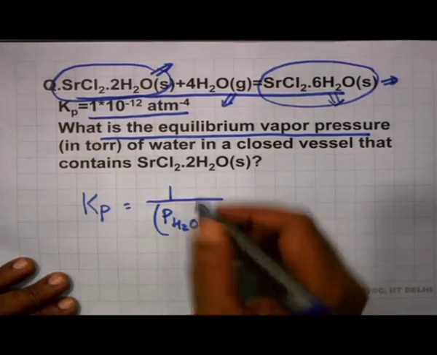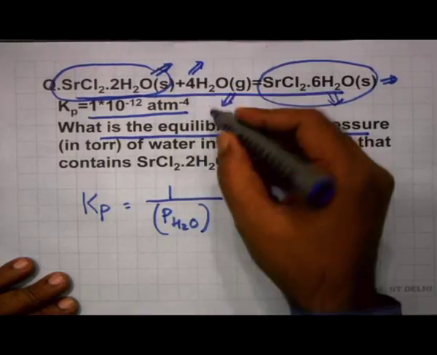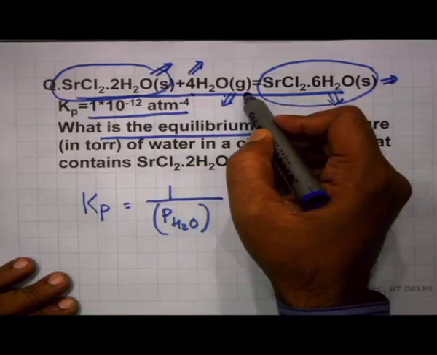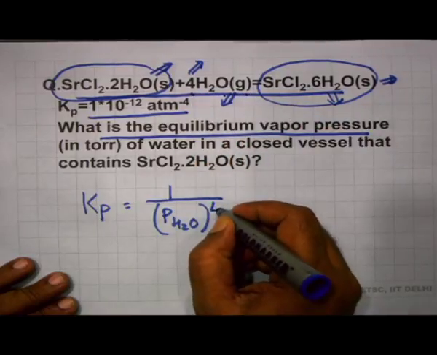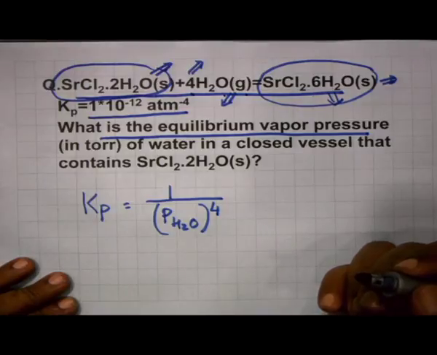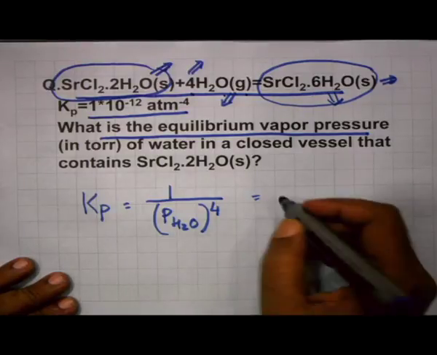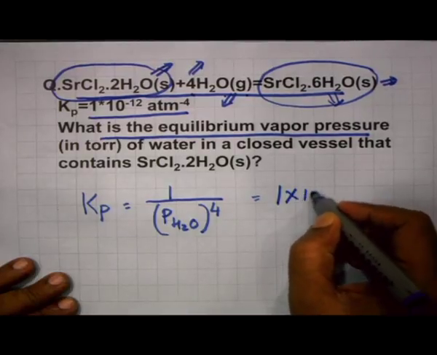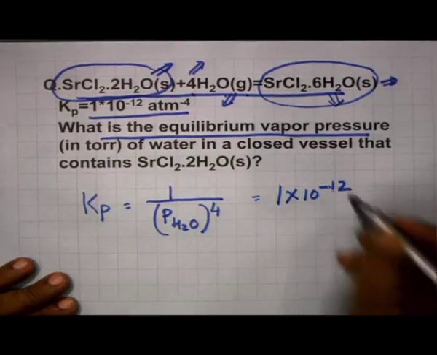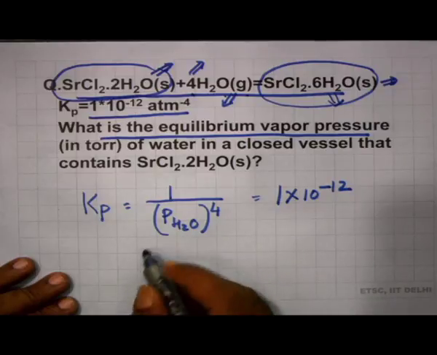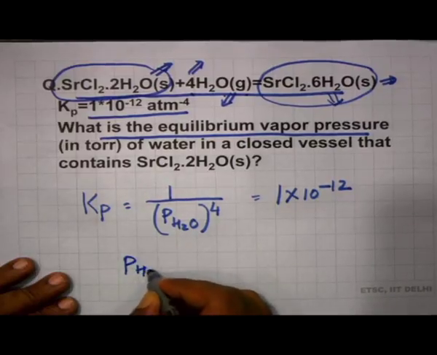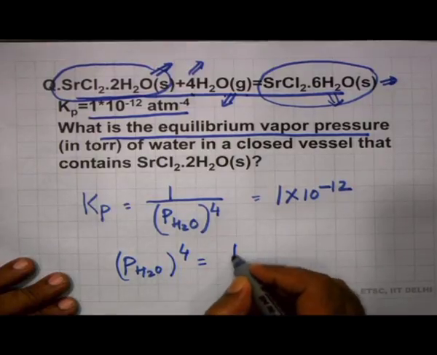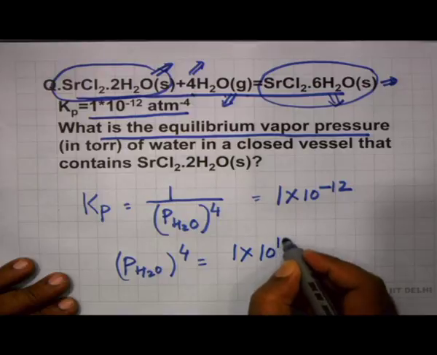What is the power here? You can see at this point it is 4. Okay, 4 is the stoichiometry of water in gaseous phase, so you just simply put 4 here, and we know from the problem that Kp is equal to 1 into 10 to the power minus 12. And so you can simply write PH2O to the power 4 is equal to 1 into 10 to the power minus 12.